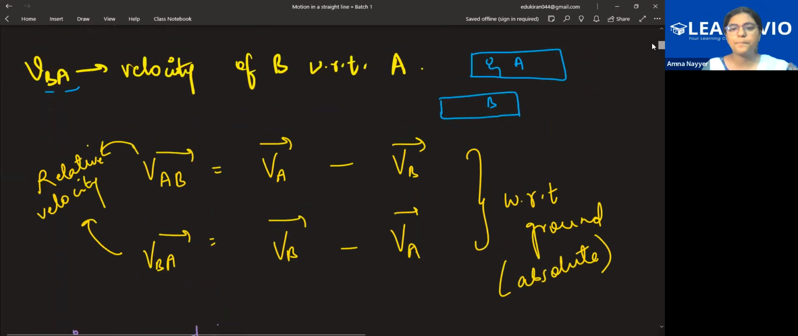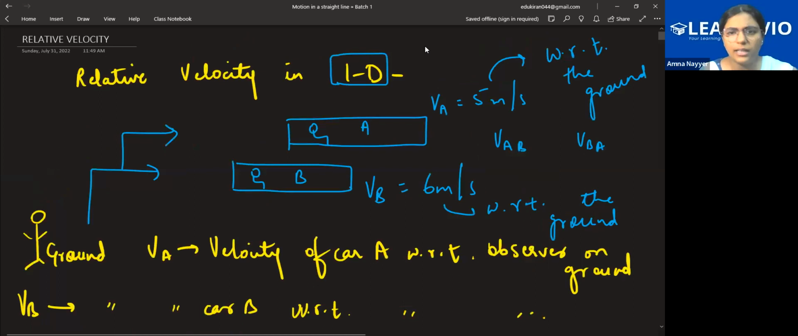Sign conventions. Sign conventions are easy, I'll tell you. Nothing is there in a difficult portion. Just write down from here. Relative velocity, I'll discuss it then. The sign conventions, then straight away we'll come to the questions because here nothing new is different.